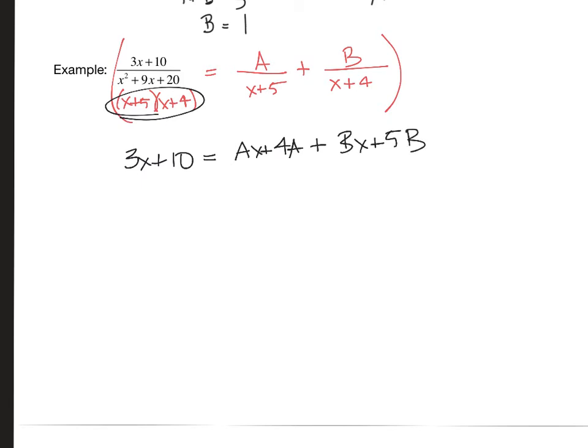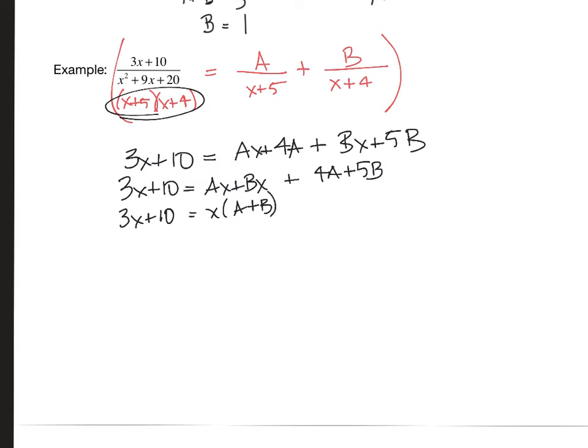The next step is to rearrange on the right, because I want the things that have x's, like these 2, together, and the things that don't have x's, the constants, right there. I'm going to factor an x out of these 2 terms because they have that in common.